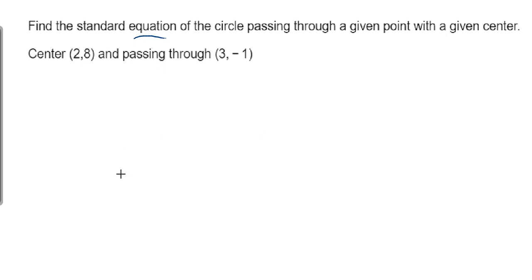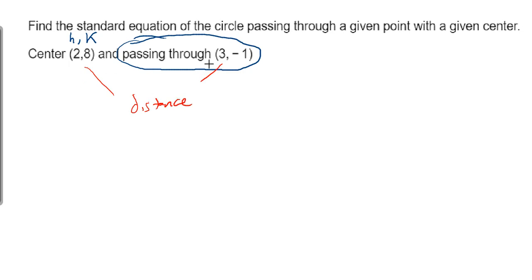This time we want to find an equation with center at 2 comma 8. So far it's the same as what we just dealt with, except this time they do not tell us the radius. So they give us another point to work with. So we have a center at 2 comma 8, and the circle passes through the point 3 comma -1. So they don't tell us the radius. Now what you could do to find the radius is to find the distance between these 2 points.